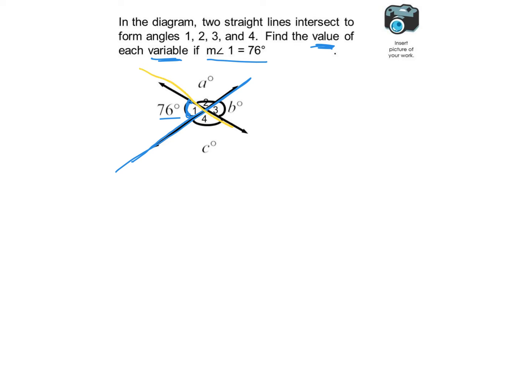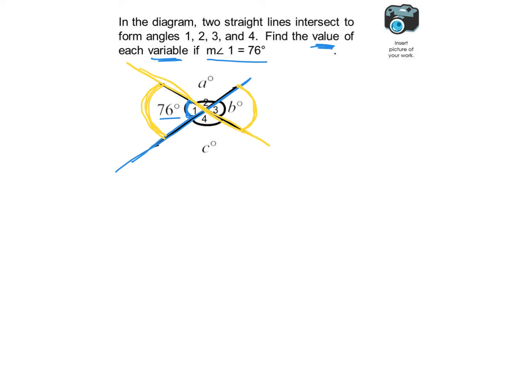And I am going to highlight those lines so that I can see the vertical. So I have 76. So I start with what I know, and I try to figure stuff out from what I know. So 76 is yellow to blue. These are two straight lines, and I have a yellow to blue angle here.